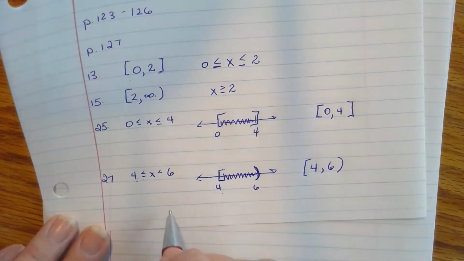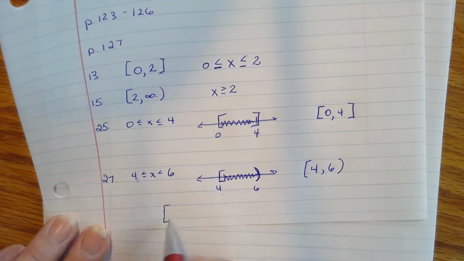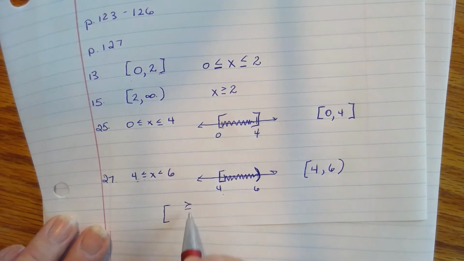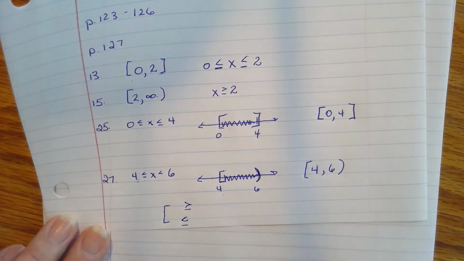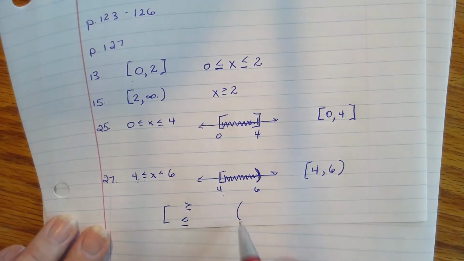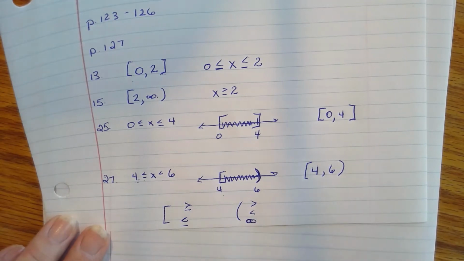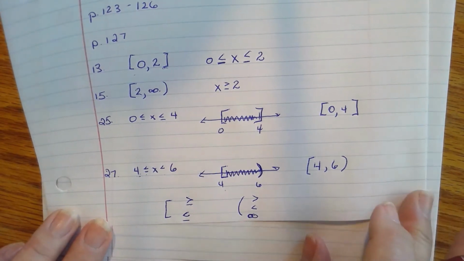So we're going to use a bracket when it's either greater than or equal to, or less than or equal to. We're going to use a parenthesis when it's just greater than, just less than, or when it's got an infinity involved in it.